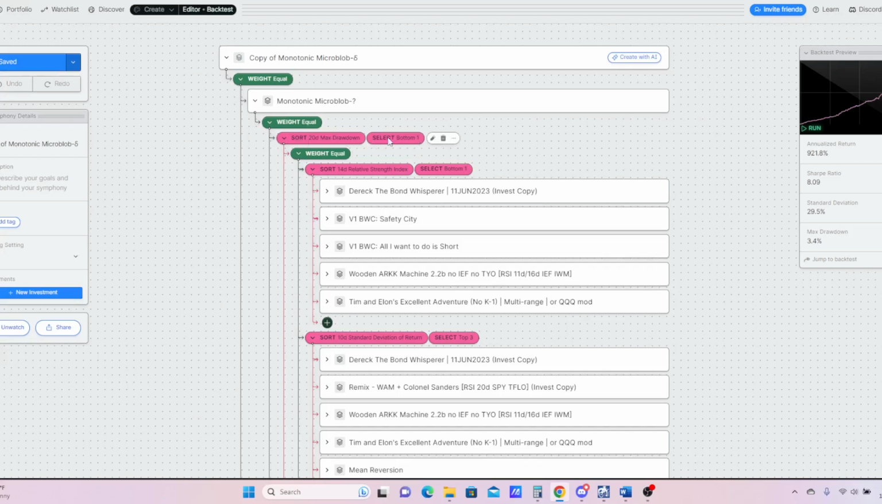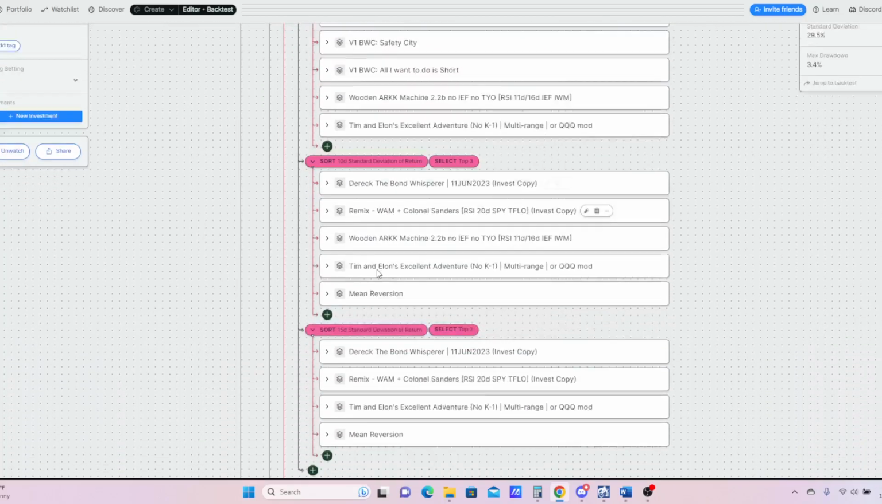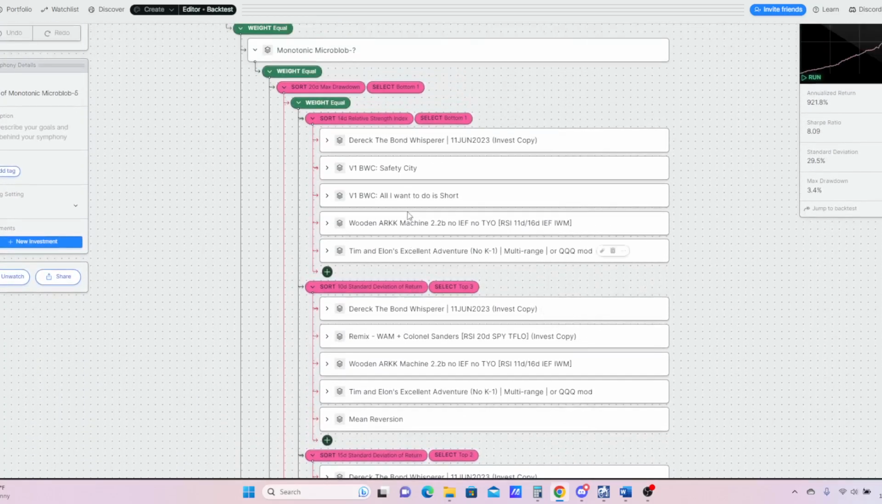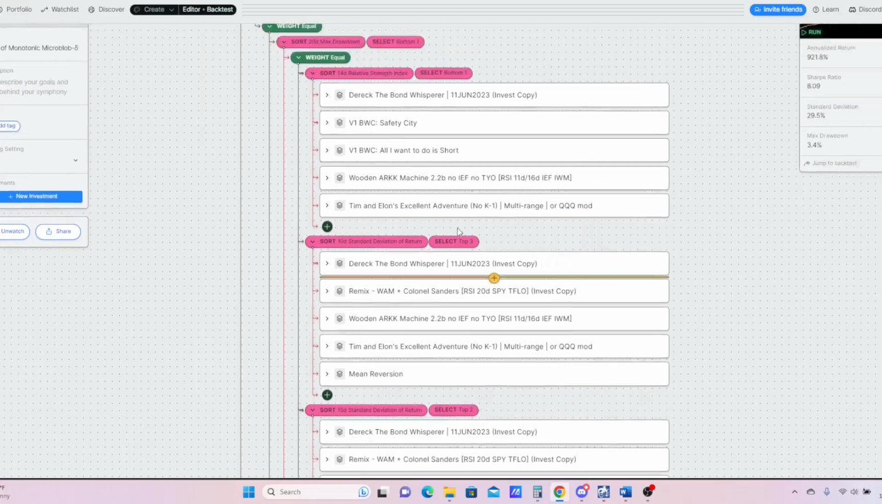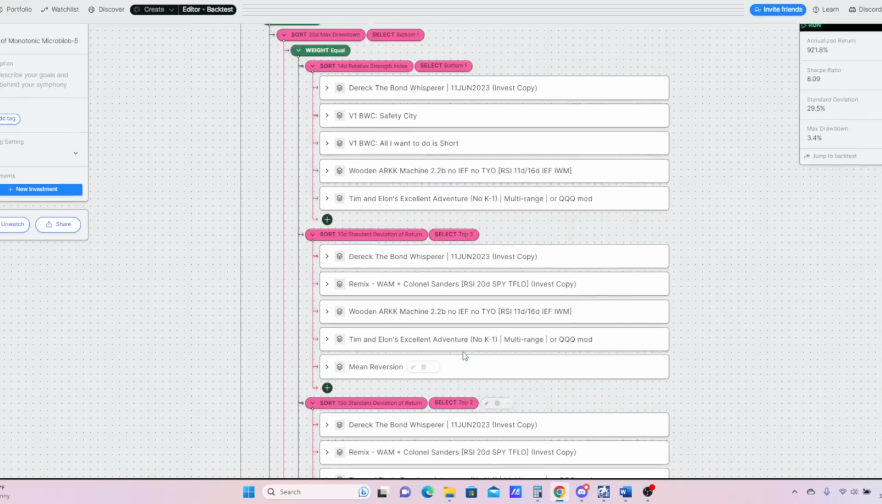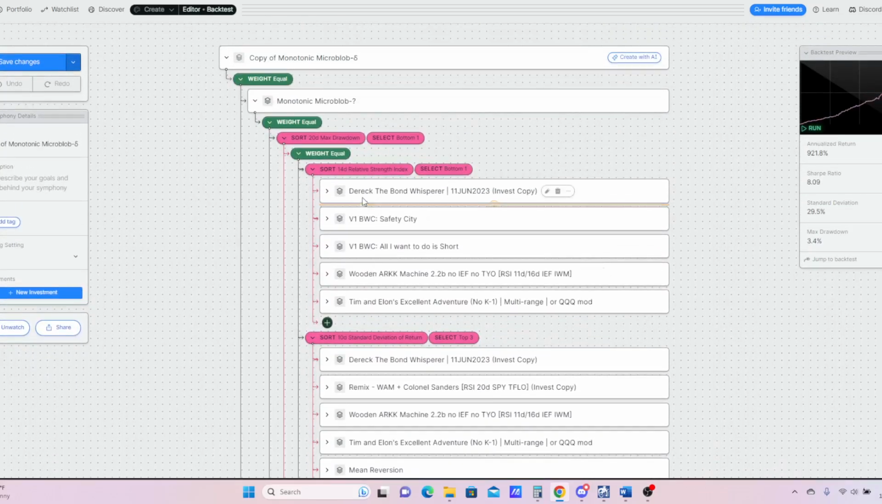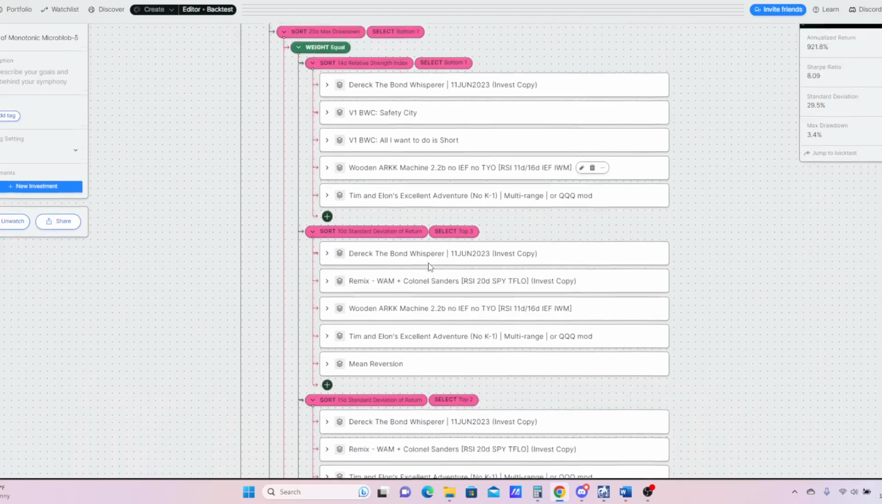20-day max drawdown, select bottom one, and that's out of a group of different setups. So bottom one, top 3, and top 2. So it's selecting the 20-day max drawdown out of 6 symphonies. These are all just dynamic sorts. Derek the Bond Whisperer version 1, Safety City, All I Want to Do Is Short, Wooden Arc Machine, Tim and Elon's Excellent Adventure.